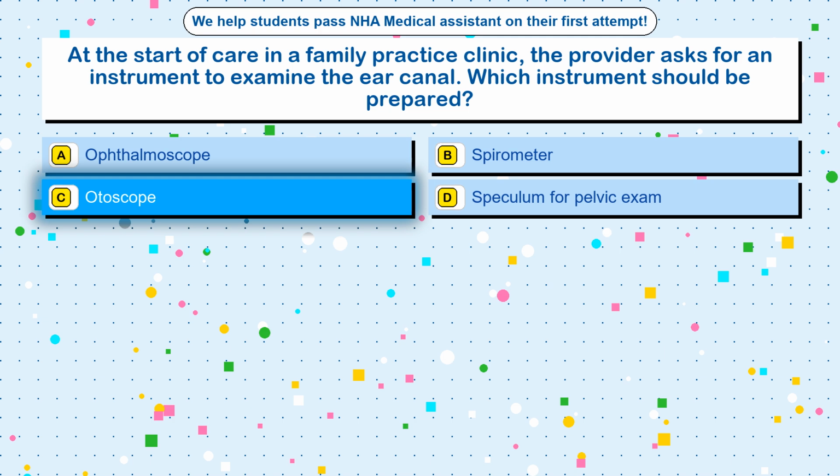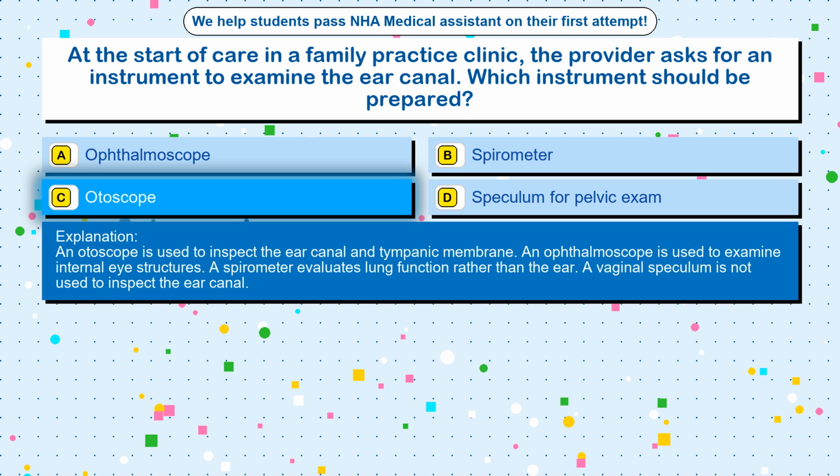Otoscope. An otoscope is used to inspect the ear canal and tympanic membrane. An ophthalmoscope is used to examine internal eye structures. A spirometer evaluates lung function rather than the ear. A vaginal speculum is not used to inspect the ear canal.